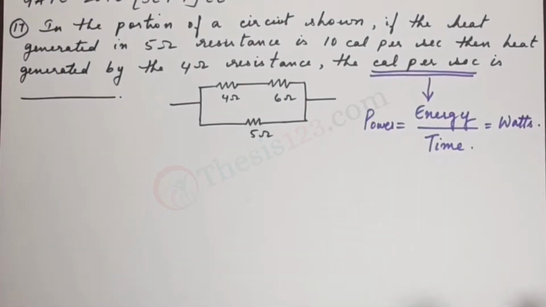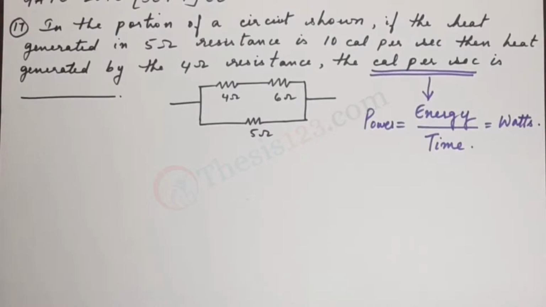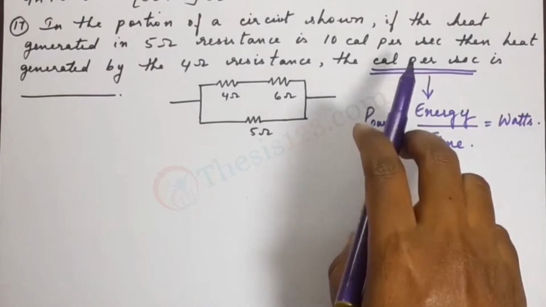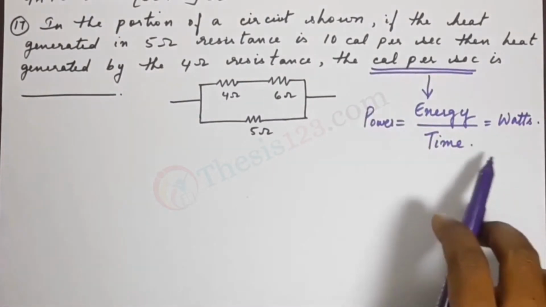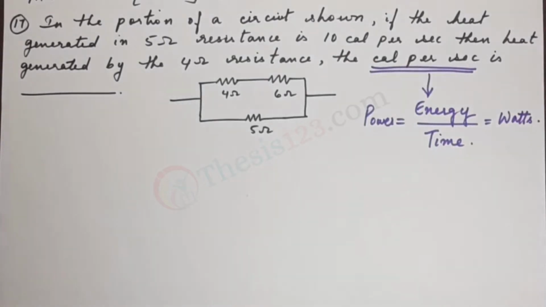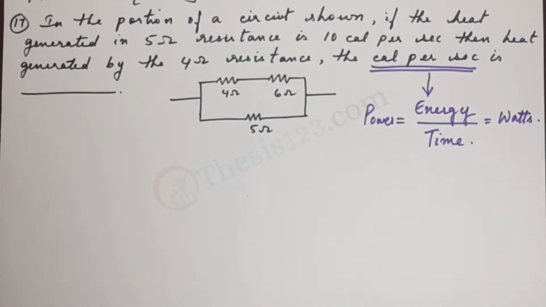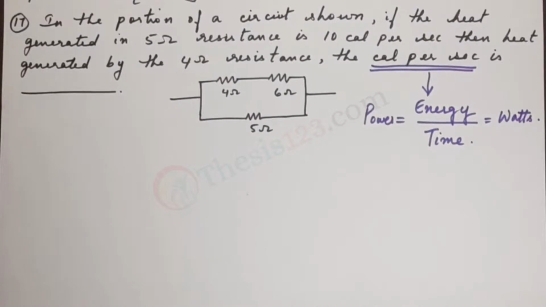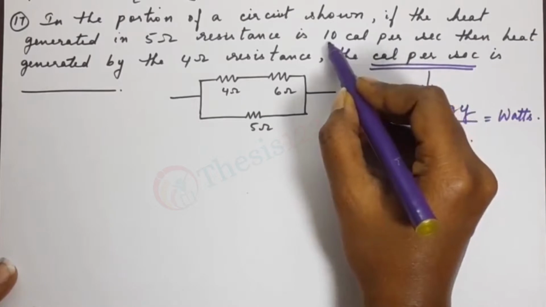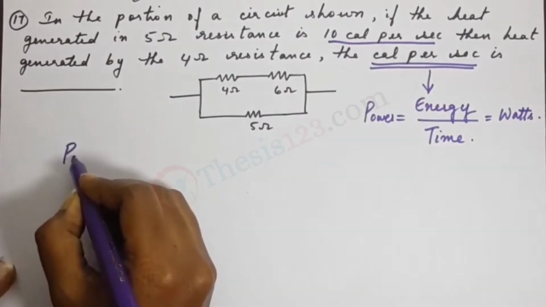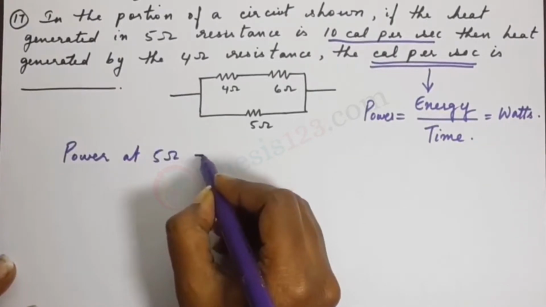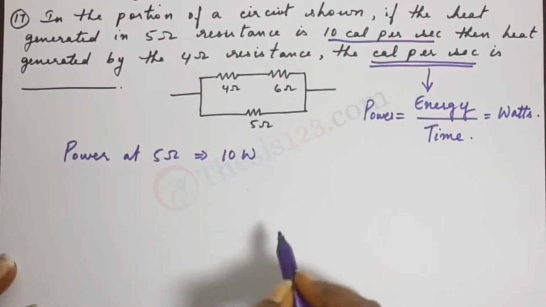Now the questions might seem a little confusing at times, but you will have to go back to the very basics. So don't be confused with units as such. You will have to come back and try to see how it relates to the basics of what we know. Okay, so the question says that the power at 5 ohm is 10 watts. 10 calories per second is 10 watts. So let me just write that. Power at 5 ohm resistor is 10 watts.